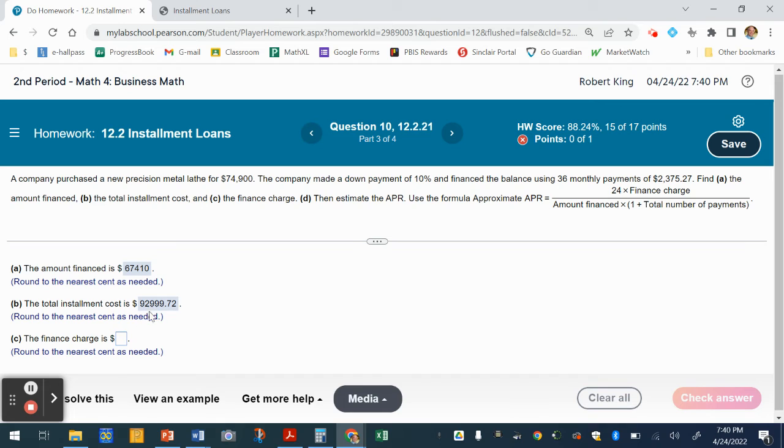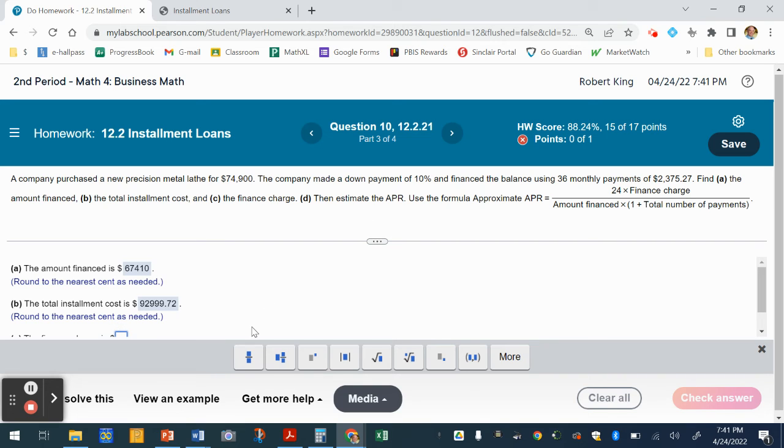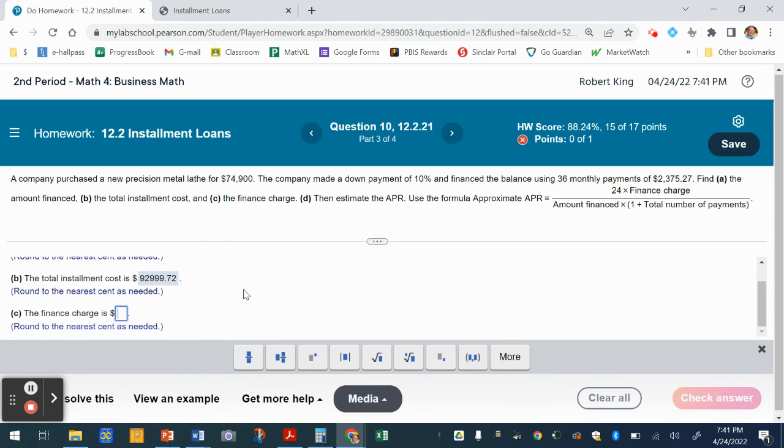Finance charges. Well, that's the total amount that you paid minus the price of the lathe. So the total price I paid is already in the calculator. Subtract $74,900. We get $18,099.72. That's how much you're paying in finance charges. 18,099.72. I think I remember that right.